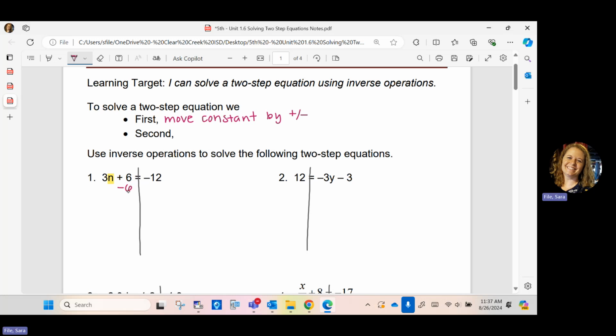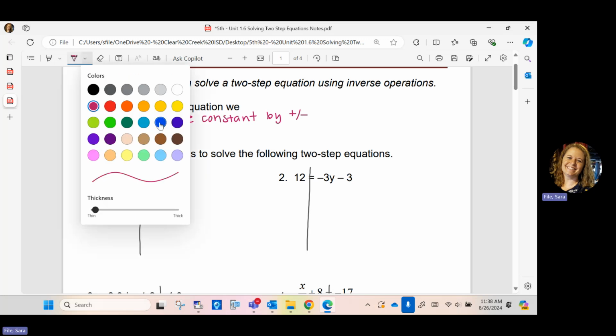Okay, so in number 1, I'm going to move that 6 over by subtracting because it's the opposite. Okay, so then what I do to one side, I do to the other. It eliminates the 6 on the left and leaves me with 3n equals, and then negative 12 minus 6 is negative 18.